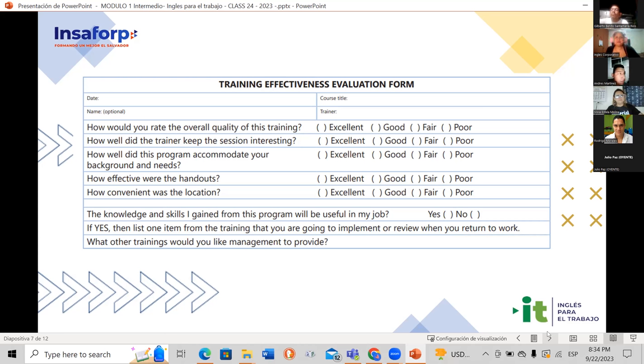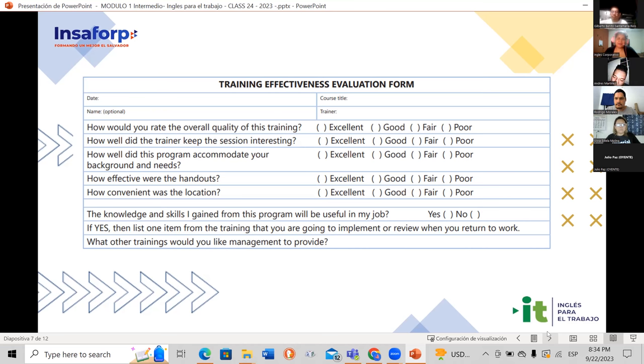Okay, number three says, how well did this program accommodate your background and needs? So that is talking about the content of the training, right? Number four says, how effective were the handouts? Do you know what a handout is? No idea? The handouts are the materials, the printed material that has been provided to you. In Spanish, we call it el folleto, okay? So that will be the handout.